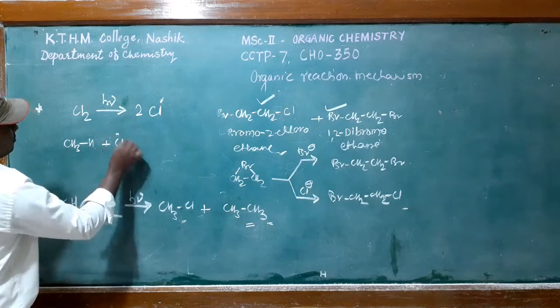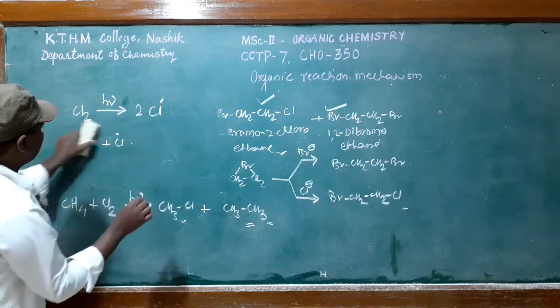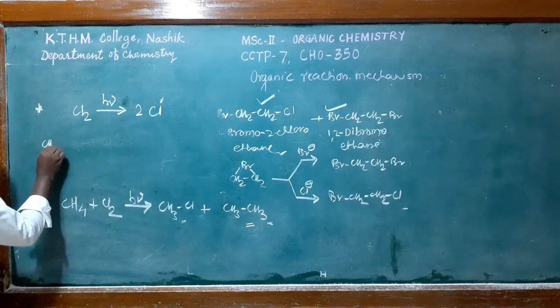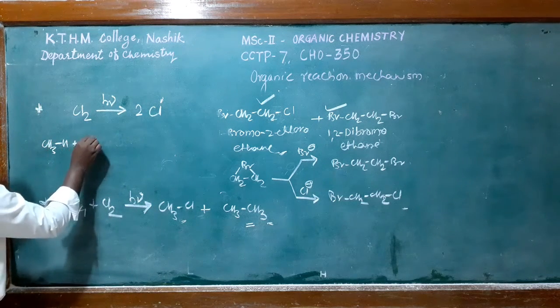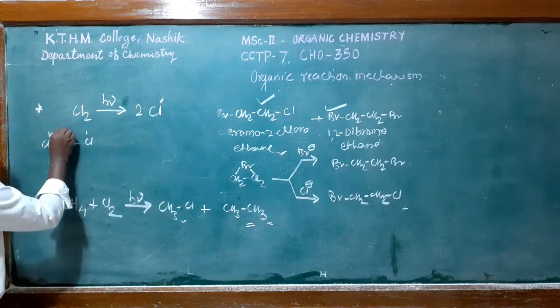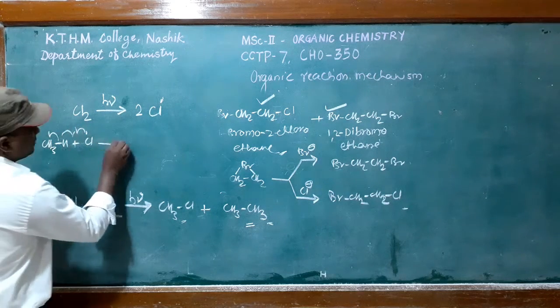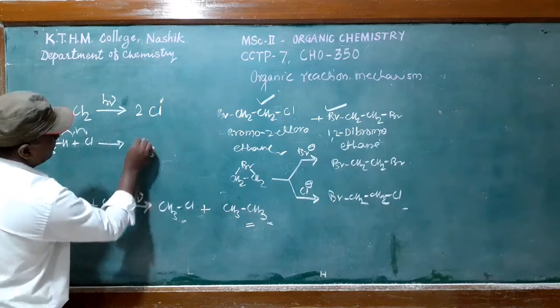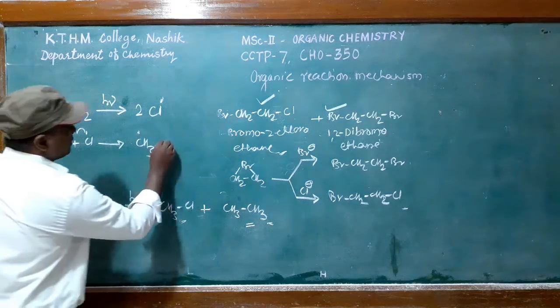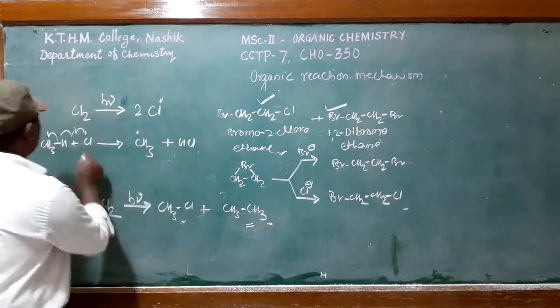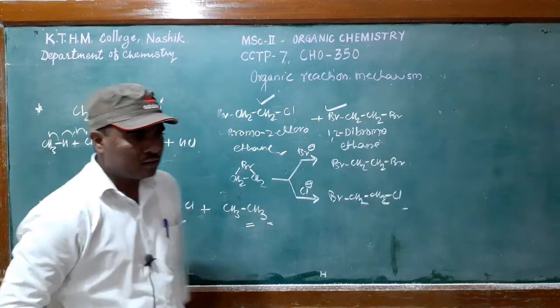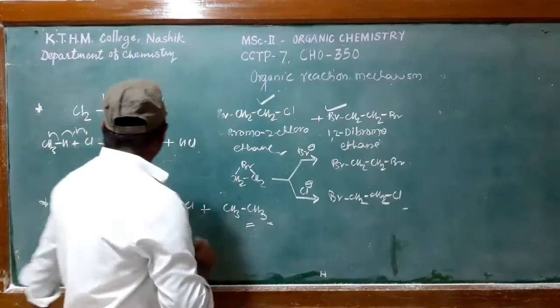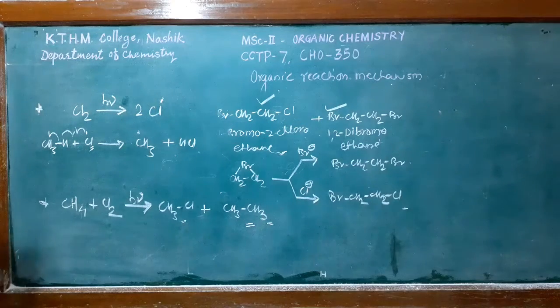One chlorine radical takes part in the reaction, and it induces the formation of a radical from the methane, giving this methyl radical. Subsequently, it couples the hydrogen radical and this chlorine radical. It will give this HCl.